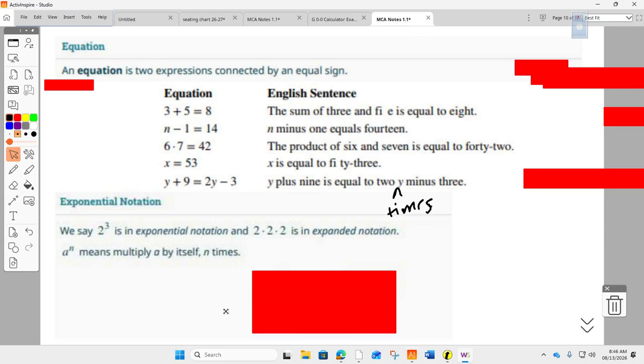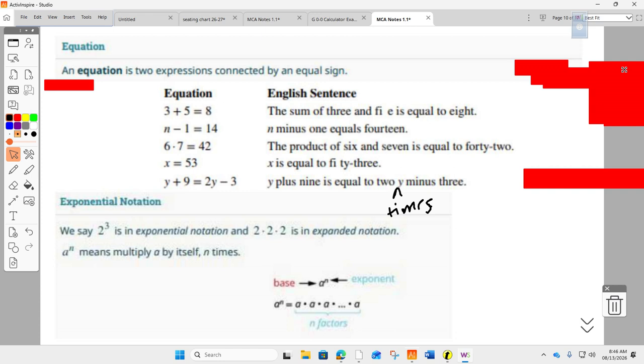So if you've got a to the n power, this is the base, and this is the exponent, or the power. You can call it either. The entire thing is written in exponential notation. The entire thing can also be called a power.